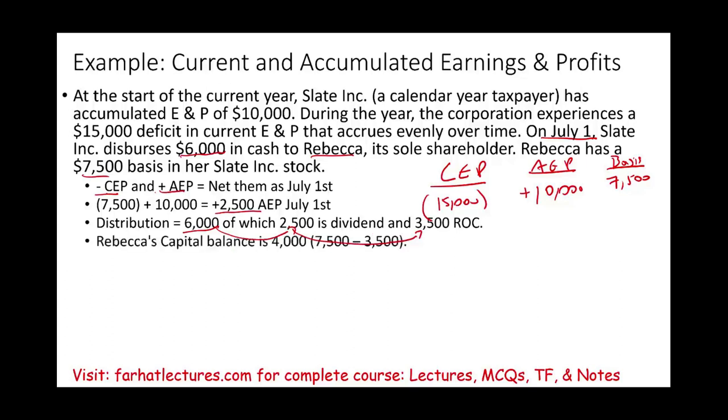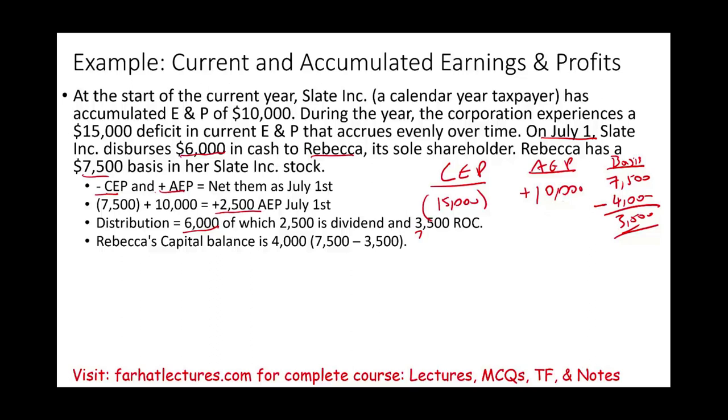Now, Rebecca's balance after that will be 3,500, because what we did is we reduced her basis by 4,000. Therefore, her remaining basis is 3,500. Okay, now, what happened to AEP?